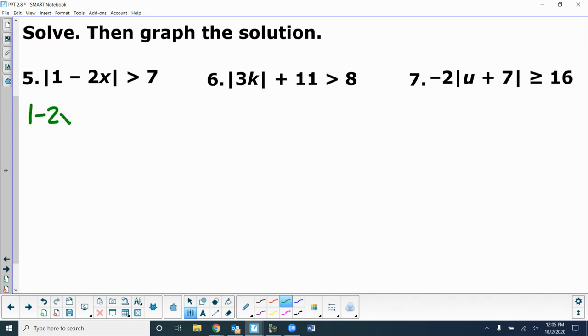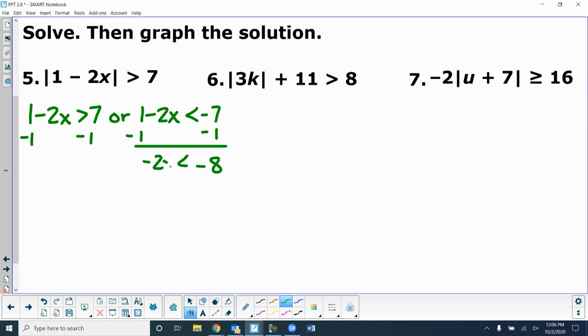1 minus 2x is greater than 7, and then it'd be, or 1 minus 2x is less than -7. Remember, you've got to change the inequality also. So change the inequality symbol, flip it, and take the opposite of that. So then subtract 1. So this is -8, and this is 6.